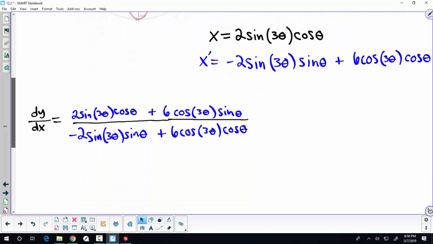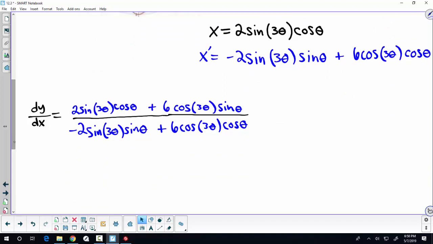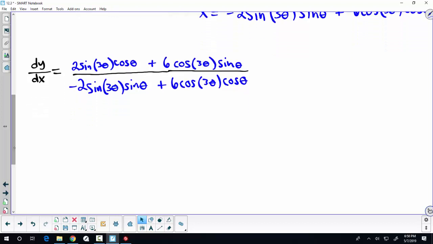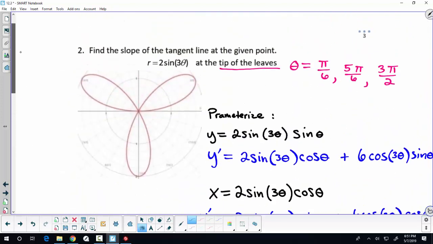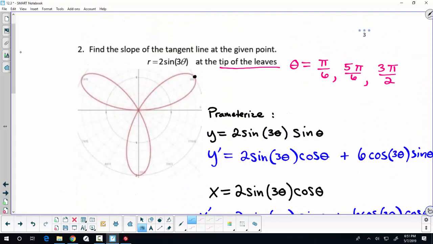Okay, so you should have come up with that for your derivative. Some of you were working on evaluating at particular values, so I'll just list those here. The derivative of y with respect to x at pi over 6. Anybody get that? Negative square root of 3. And we can verify, here's pi over 6. We have a negative root 3 for the slope of that line.